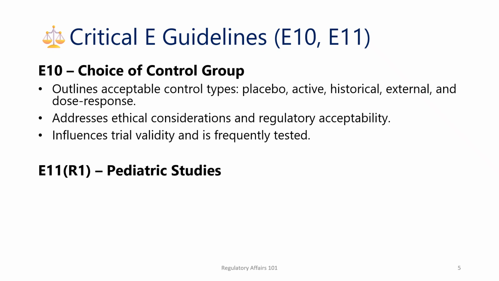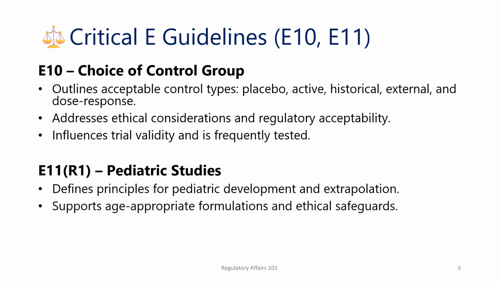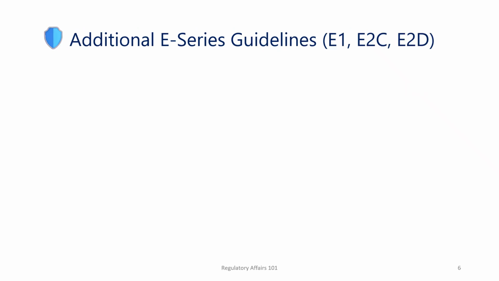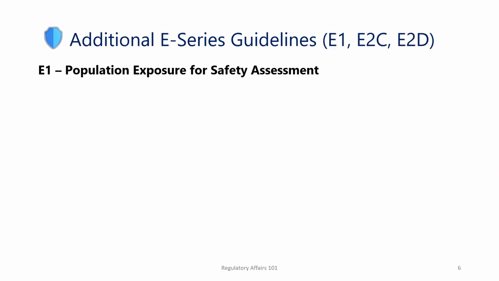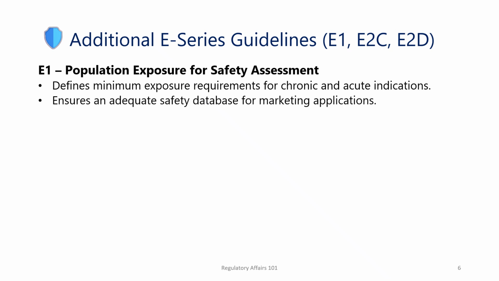E11 R1 defines principles for pediatric development, including extrapolation, age-appropriate formulations, and ethical safeguards. It also supports global pediatric plans such as PIP and PSP. E1 defines minimum exposure requirements for chronic and acute indications to ensure an adequate safety database.